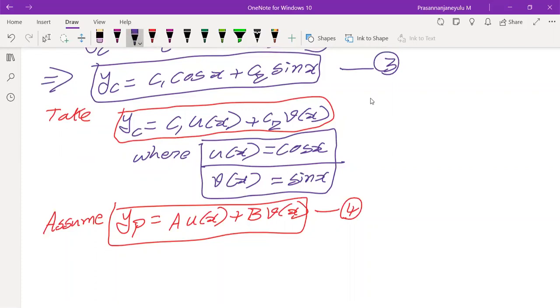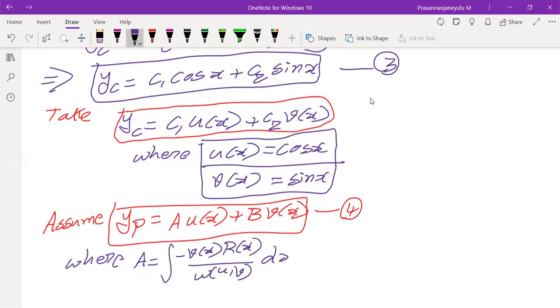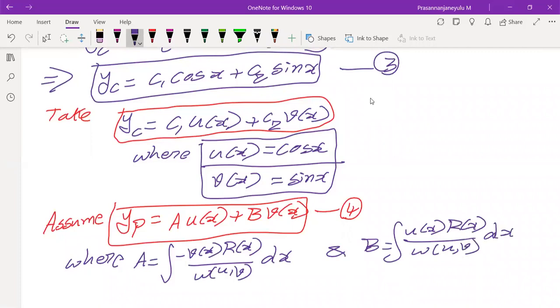Now what is the formula of A? We discussed: A is equal to integration of minus v of x into r of x by W of u comma v into dx. And B is equal to integration of u of x into r of x by W of u comma v into dx. Only because this is the first problem am I explaining like this. From the second problem onwards, whenever we get the u values, we will immediately find W of u comma v. That we'll see from the next problem onwards.